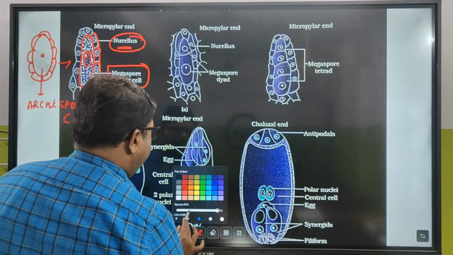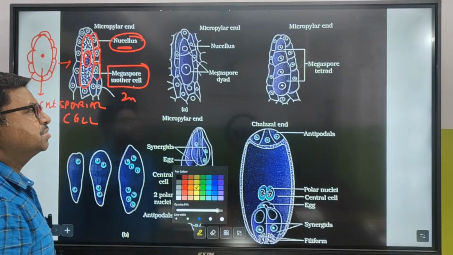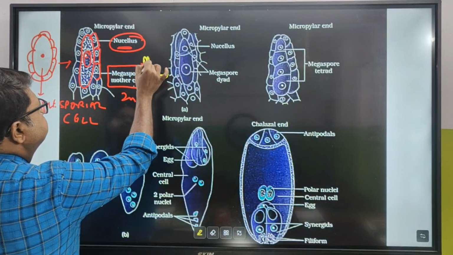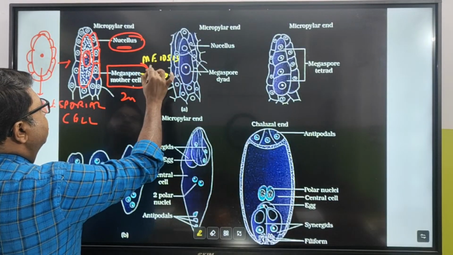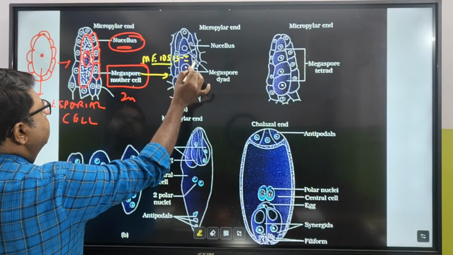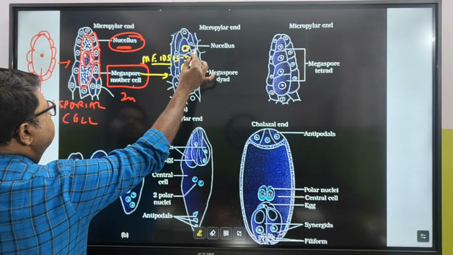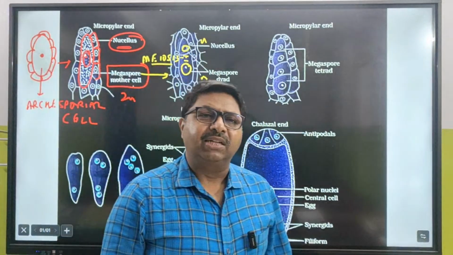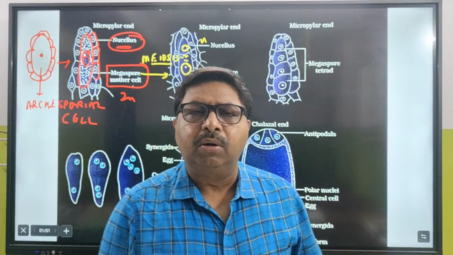So what is it going to show first, mitosis or meiosis? The megaspore mother cell is going to show meiosis. It shows meiosis 1, and it results in 2 cells, each having n number of chromosomes, and we call them the megaspore dyad.